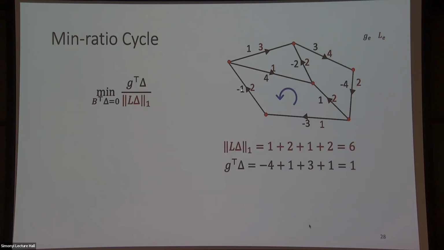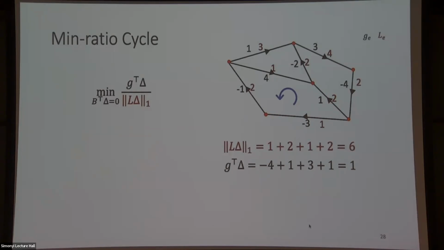On this edge, the contribution is opposite to the gradient, so the contribution becomes minus of -1, plus 1. That's +1. This one again is against the gradient, so you get +3. This one is with the gradient, so you get +1. So the sum is 1.